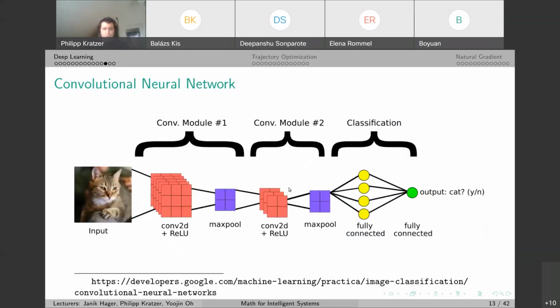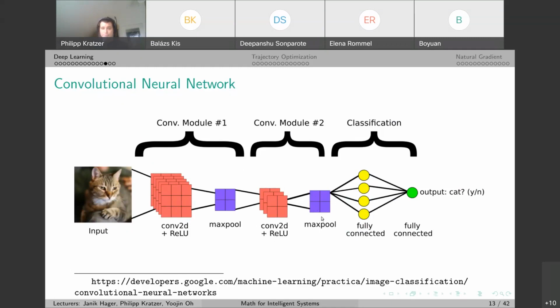A typical convolutional neural network would consist of multiple convolutional modules. For example, here we would have one input, then a convolutional 2D, which gives us a feature image of the same size, with the convolutions applied everywhere. Then we do max pooling, which shrinks the size, and then we can have another convolution and do max pooling again.